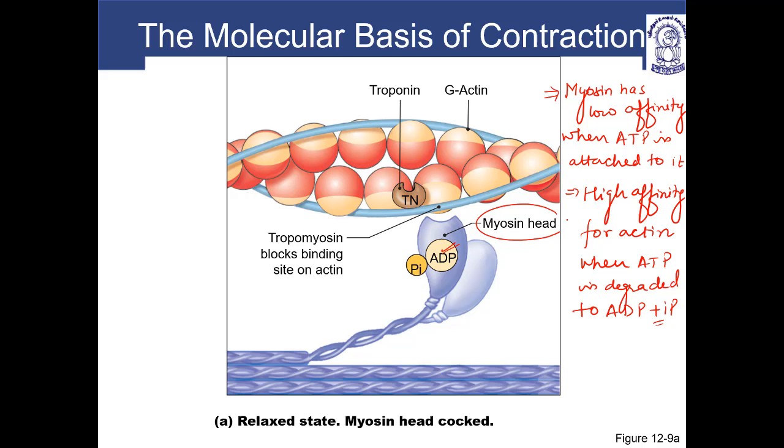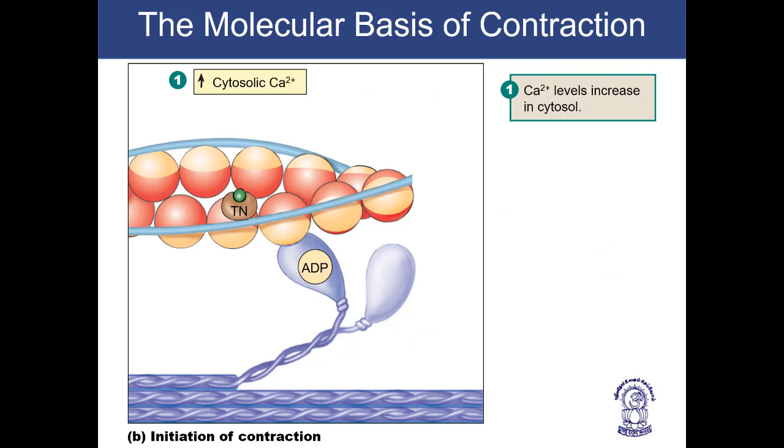This is the myosin head. These are the actin binding sites. These are the myosin binding sites. In the relaxed state, tropomyosin blocks the binding site on actin. This is troponin, and this is G actin. Understood? So the ADP along with inorganic phosphate comes outside, and the contraction happens. Only the head of the myosin molecule moves, not the whole myosin.